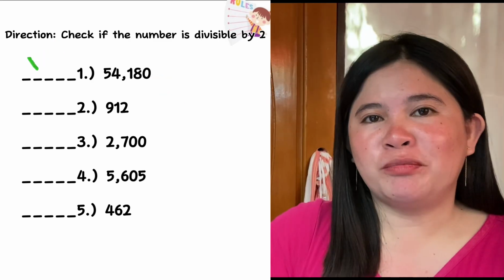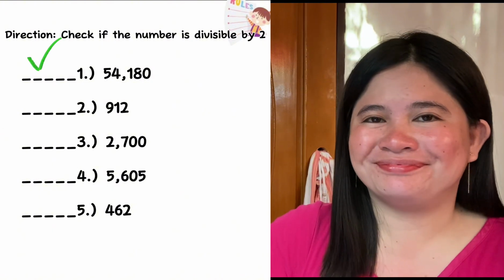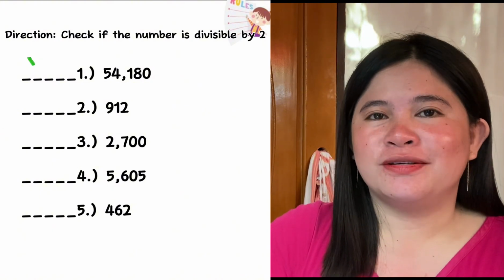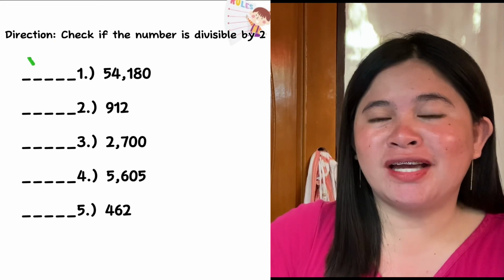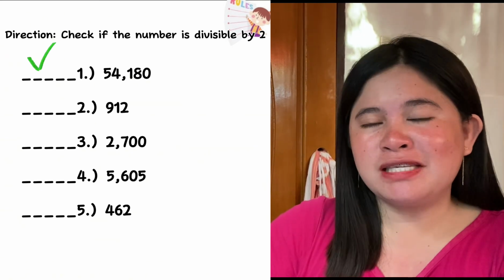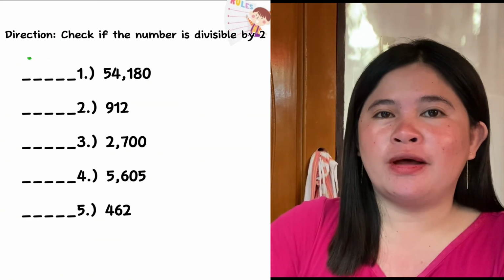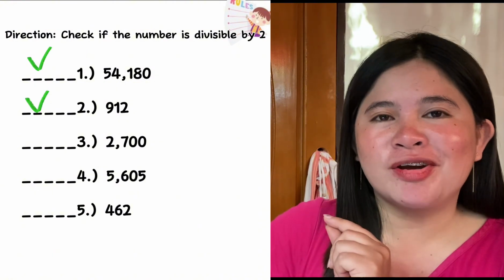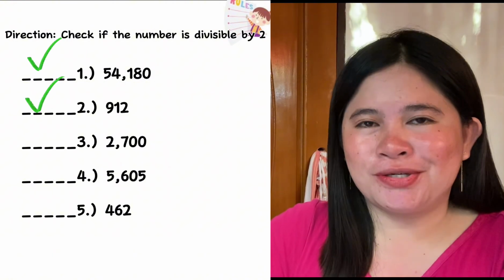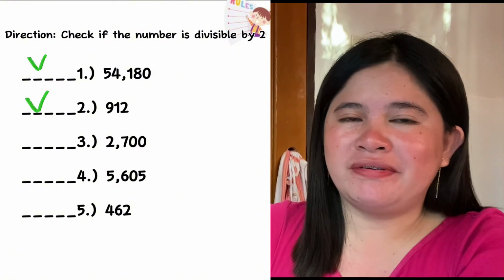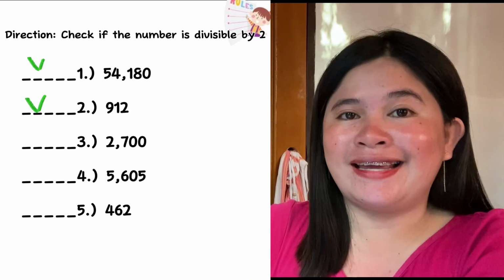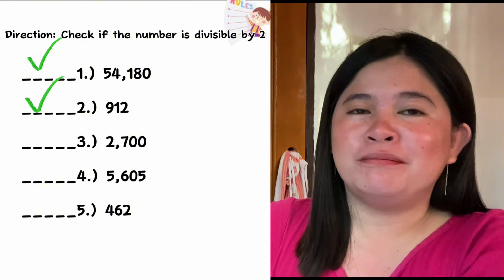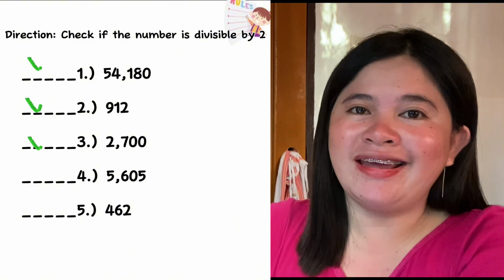Correct? Number 2, 912. Alright, so the digit in one's place is number 2. That falls under the divisibility guidelines for 2, meaning that number is divisible by 2. Correct? Number 3, 2,700. Of course, that is an even number, right? Meaning that is divisible by 2.